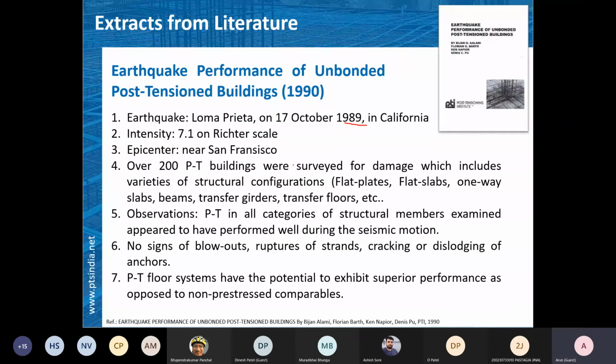So this is a very good case study. We can share this if it is needed. We have this document.